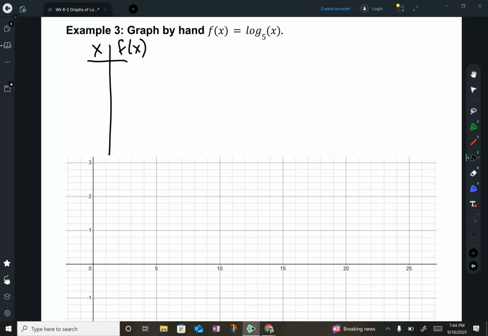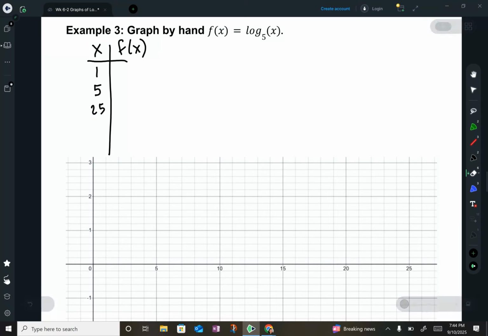Now when I'm trying to find values that are going to work out nicely here, I want to put inputs in that are going to be powers of 5. So, well, we know we can't write 0 because you can't take log of 0, so that's not even in the domain. Let's try 1, let's try 5, let's try 25, and 125. Well, let's not do 125.